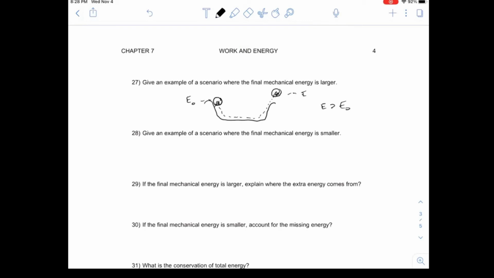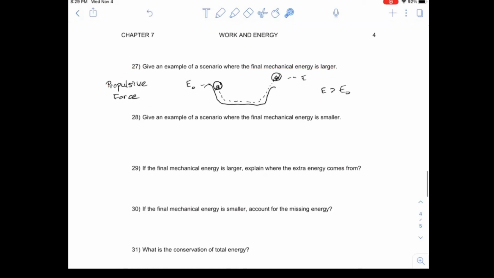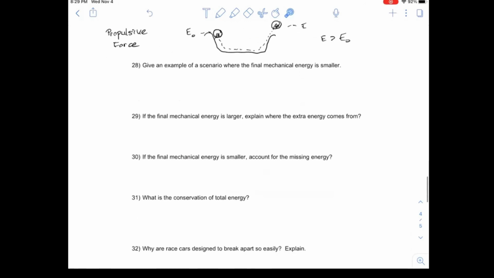All right, so this happens when there's a propulsive force at work. So final mechanical energy is going to be larger when there's a propulsive force at work. So you end up gaining mechanical energy. Okay, let's skip 28, move on to 29.